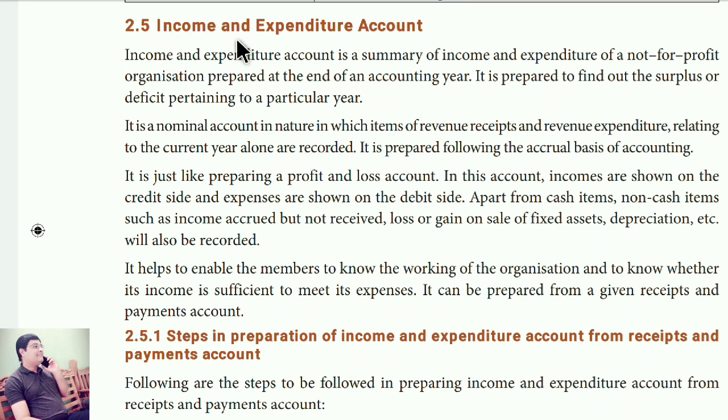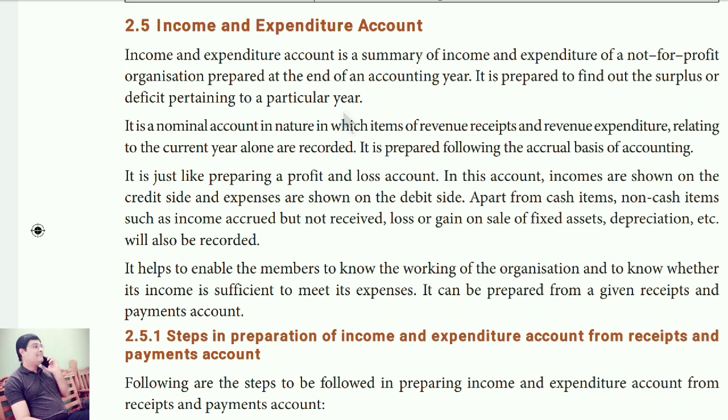Now first, the meaning of income and expenditure. This question has been asked in the first short answer. What is income and expenditure account? So what lines you have to write, I will mention and explain now. Income and expenditure account is a summary of income and expenditure of a not-for-profit organization prepared at the end of the accounting year. It is prepared to find out the surplus or deficit pertaining to a particular year.